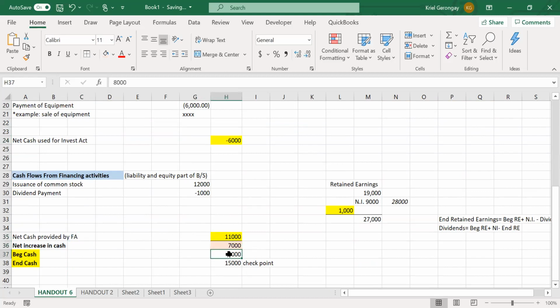Just to check if you got the correct answer, you can go back to your handout 6 and check the balance sheet portion. It says on the 2019 balance that your cash had a balance of 8,000, right? Mm-hmm. If you add these two together, your answer should be the same as the 2020 balance sheet for cash, which is 15,000.